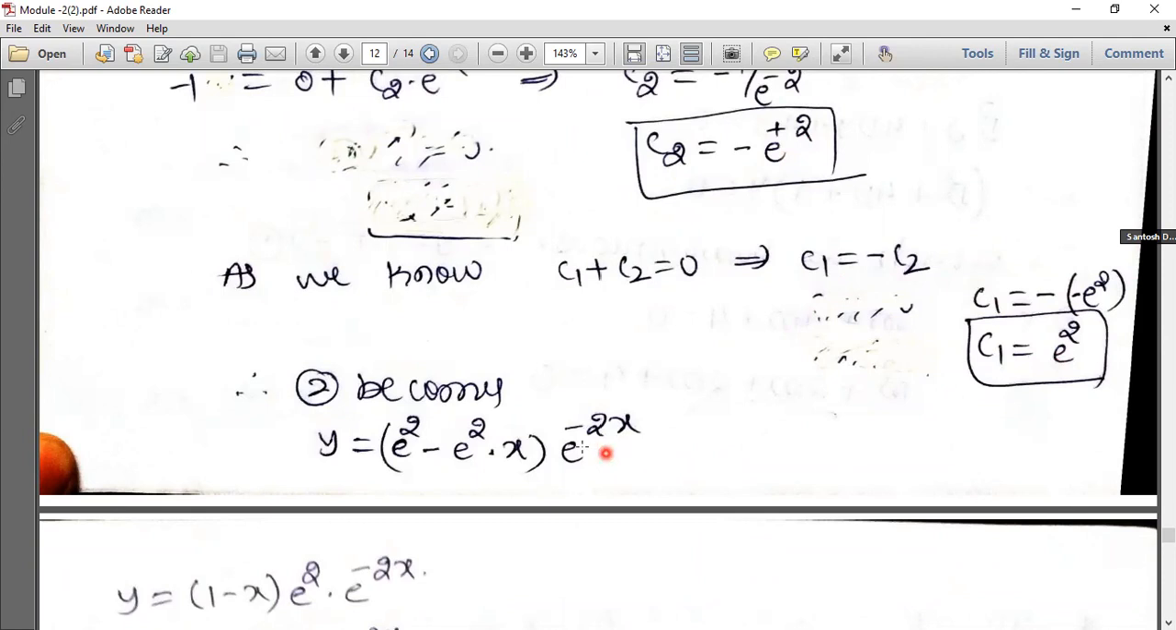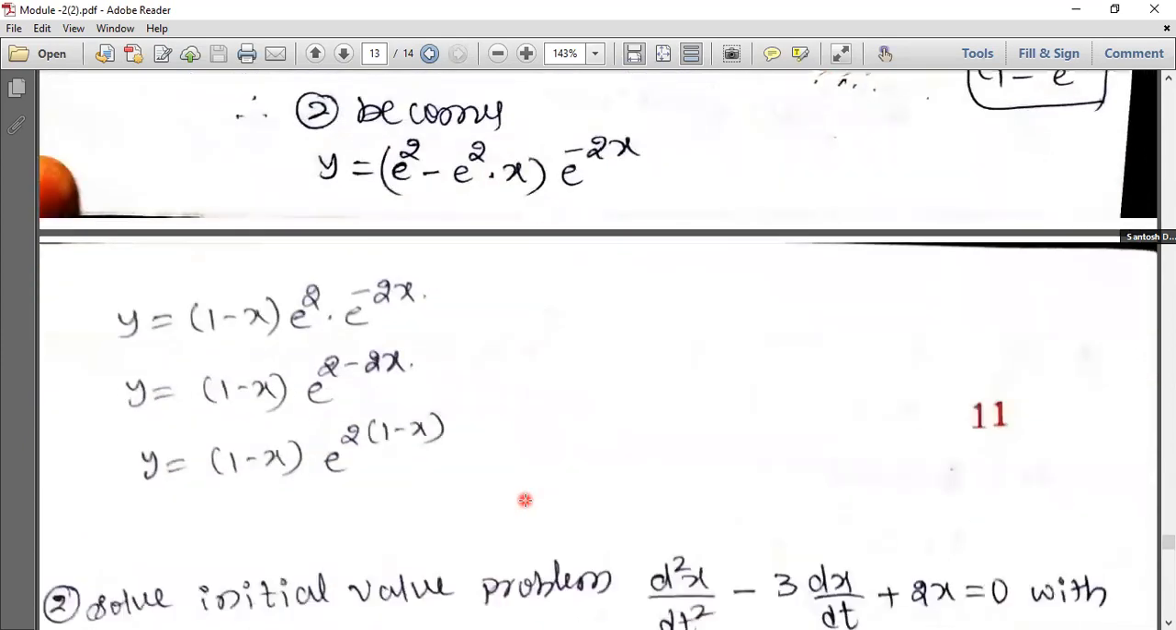C1 is e square. So equation 2 becomes y equal to (C1 plus C2 x) e raised to minus 2x. Everything you substitute, and finally e raised to 2 is common: e raised to 2 (1 minus x) e raised to minus 2x, that is (1 minus x) e raised to 2 minus 2x. So this should be our final answer.